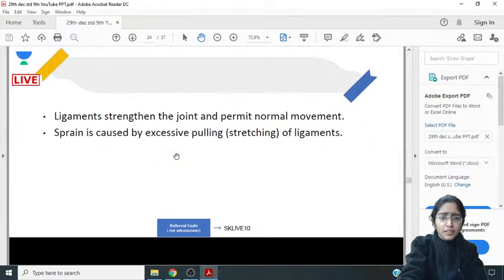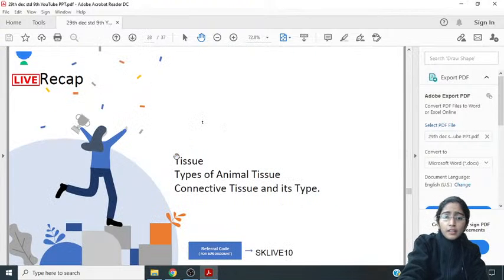Just let us have a quick revision of what we did. First of all, quick recap. Just 2 minutes are left. Tissue. What is it? Group of similar cells performing a specific function. If I talk about the similarity, in what respect? Origin, structure and function. Clear? If I talk about the types of animal tissue, there are 4 types: epithelial, connective, muscular, nervous. Today's class was based on connective tissue and its types.